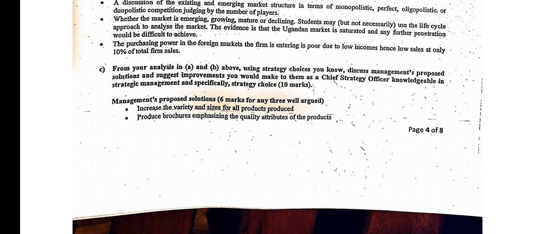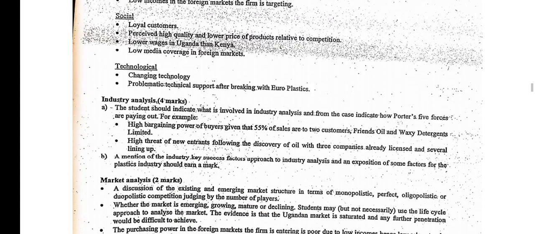Then another question they're saying, from your analysis in A and B above, using strategy choice, discuss management's proposed solutions and suggest improvements you would make to them as a chief strategy officer, knowledgeable in strategic management and specifically strategic choice. So you, like, according to the way you analyze the things here, you are supposed to give them solutions. Yeah, and those solutions will depend on what you wrote above. Yeah, so here management proposed solutions.